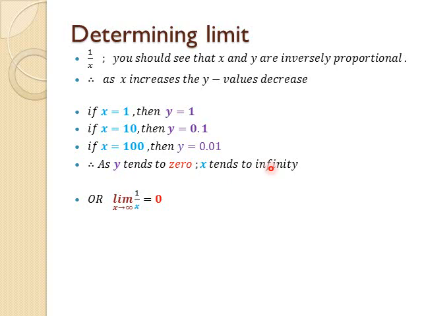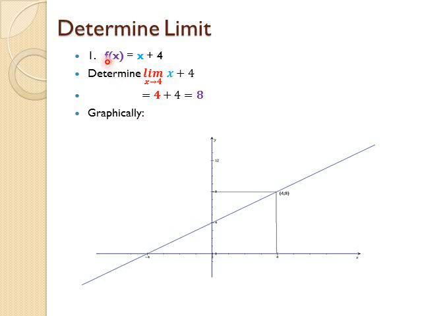Right, so you follow. When I was talking about first principles, remember we're looking at how x and y interact, and change. So determine the limit, f(x) equals x plus 4. We want the limit as x tends to 4 of x plus 4. In the place of x, I substitute 4. 4 plus 4 gives me 8. So as my x value tends to 4, my y value tends to 8. So the limit is the value 8.